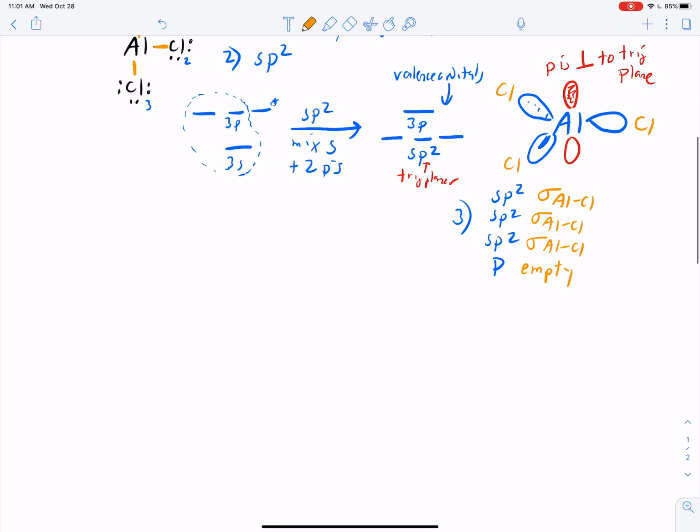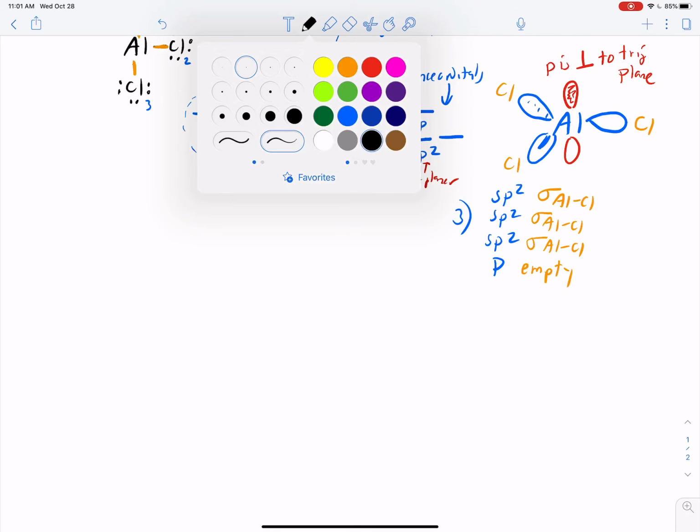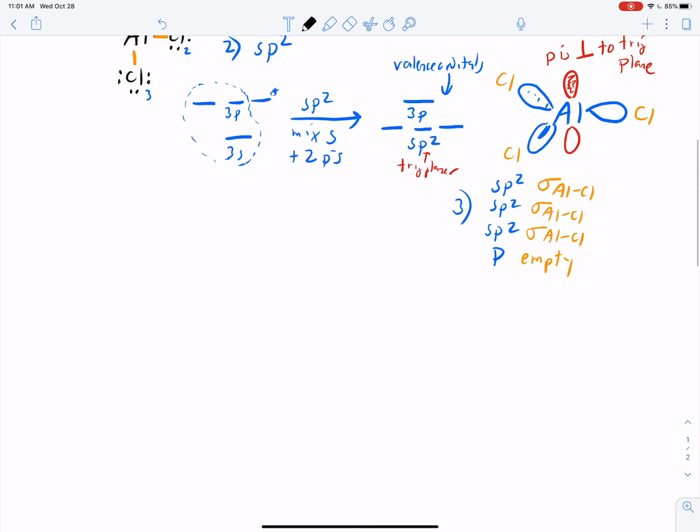Finally, let's talk about example C, CS2. Again, you can take a moment to draw the Lewis structure for yourself. When I draw it, I get C with double bonds to S, and lone pairs at the S. There we are.